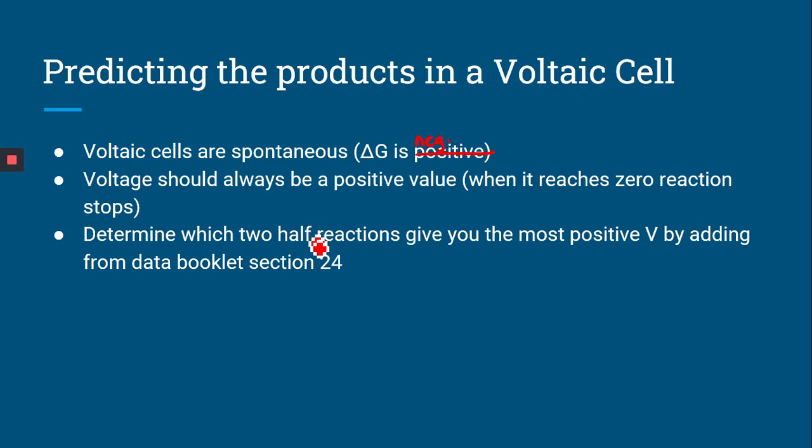To determine which two reactions give you the most positive voltage, you would add them from section 24 of the data booklet. Now section 24 is actually on page 23, so just be careful with that numbering. Section 24 has them listed as reduction reactions. So if you have to find the value for an oxidation reaction, that means it's flipped compared to what is given on page 23. So you need to change the sign of the cell potential.